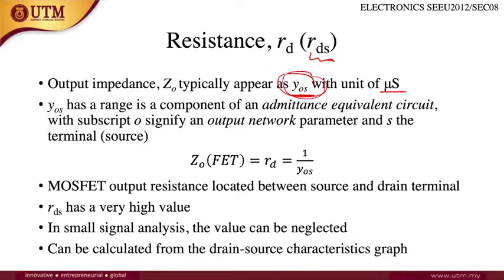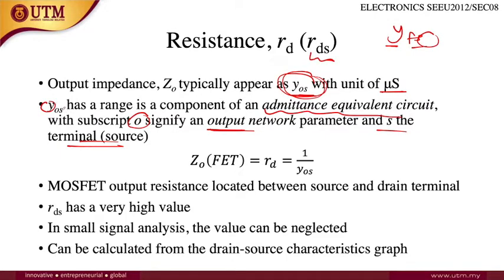What is the meaning of YOS? Just now with YFS: Y means admittance equivalent, F is a forward parameter, and S is the source terminal. For YOS, Y is the same, an admittance equivalent circuit. O signifies the output network, and S signifies the source terminal. Because it is located at the output, it is OS, and the terminal is still the source terminal.